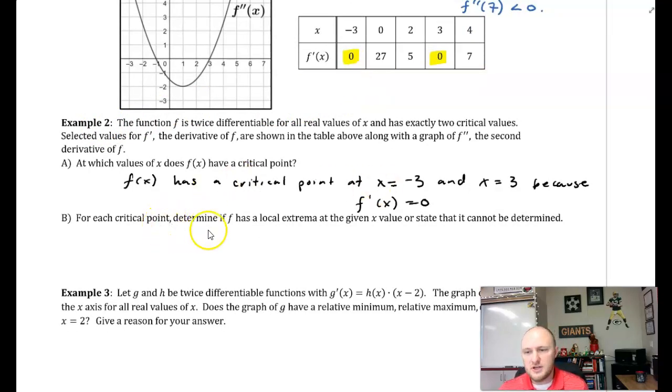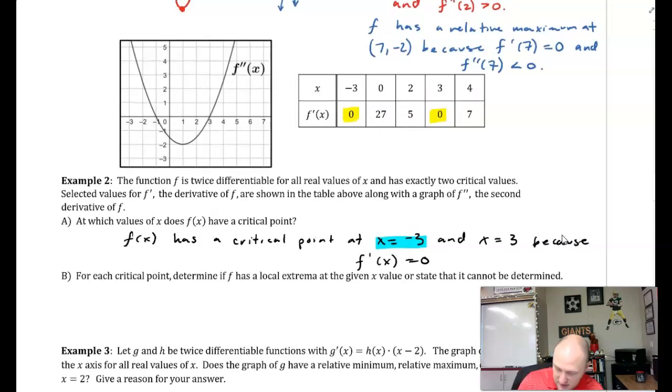For each critical point, determine if f has a local extrema at the given x value, or state if it cannot be determined. Well, the second derivative tells us this information. So at x equals, sorry, negative 3, f double prime of negative 3 is a positive value. That means it's concave up, which means that we have a minimum. Okay, so I'll state that in a moment.